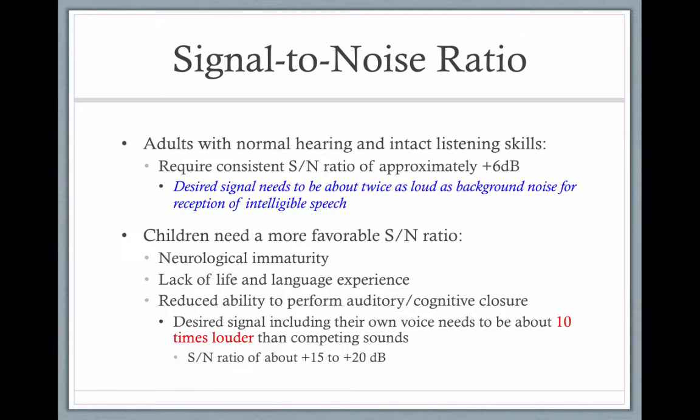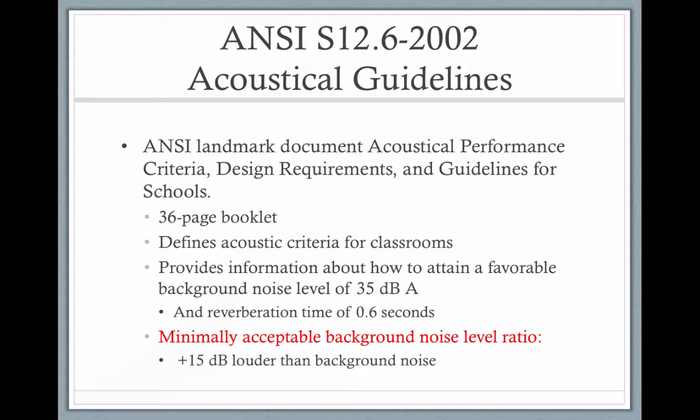So adults with normal hearing and good listening skills require a +6 signal-to-noise ratio. And that means the signal being 6 decibels above the background noise. Children need an even more favorable signal-to-noise ratio because they're neurologically immature. They have a lack of language and life experience and the reduced ability to perform auditory and cognitive closure. So for children, we want the desired signal to be 10 times louder than the competing sounds. So you want a signal-to-noise ratio of 15 to 20 dB over the noise.